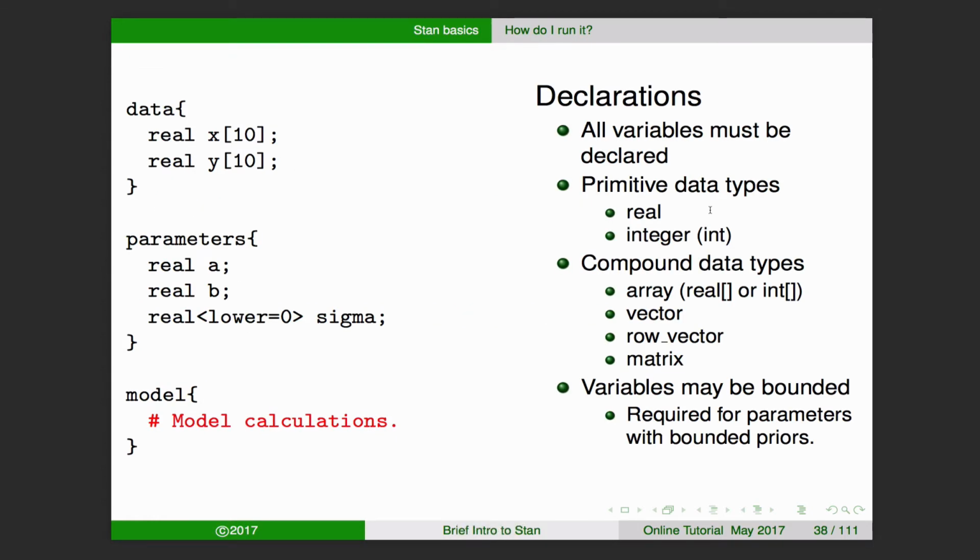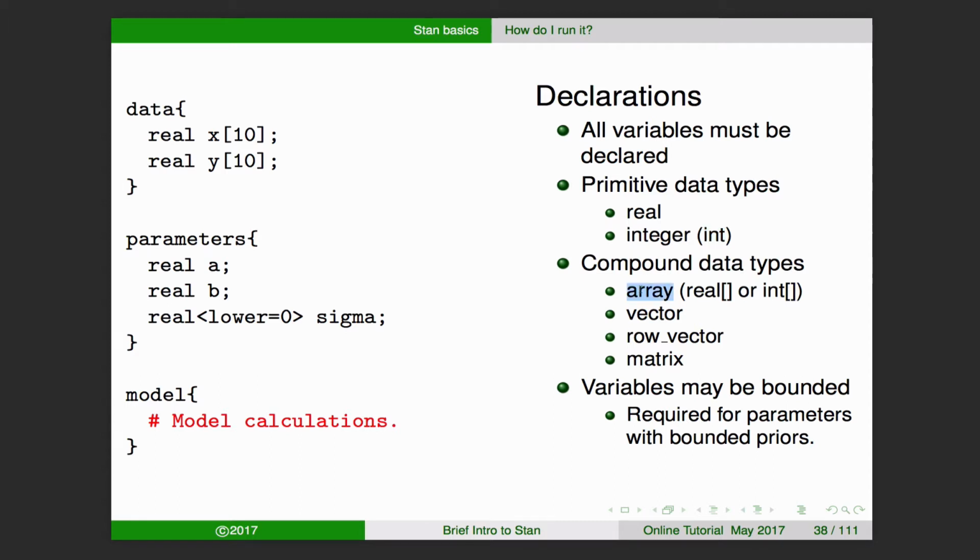So let's show you what some declarations look like in this setting. Now, first of all, one thing with Stan is you have to declare everything. So all variables have to be declared in here, and there's different variable types or data types. So the primitive data types would be real and integer. On the integer case, it's actually symbolized int, just like C. Then there are compound data types.